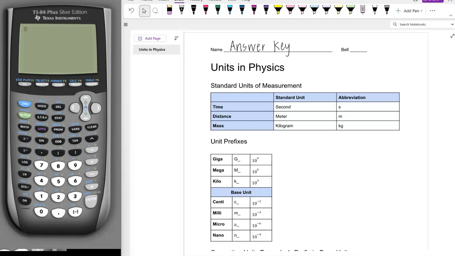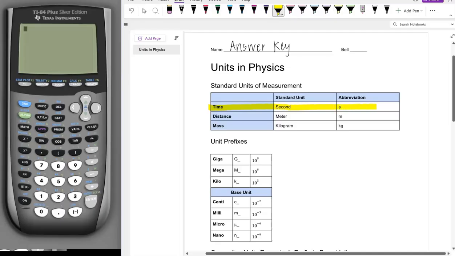Hey everyone! Today we're going to be learning about different units that we're going to be using in physics. So we will be focusing on time, distance, and mass. For time, the typical unit that we use is seconds, and it's abbreviated with an S. For distance, we use meters, which is abbreviated with an M.